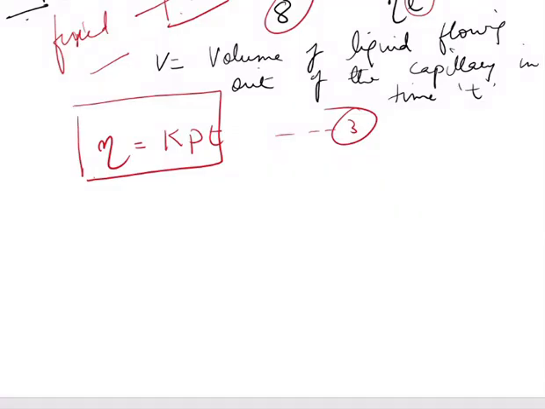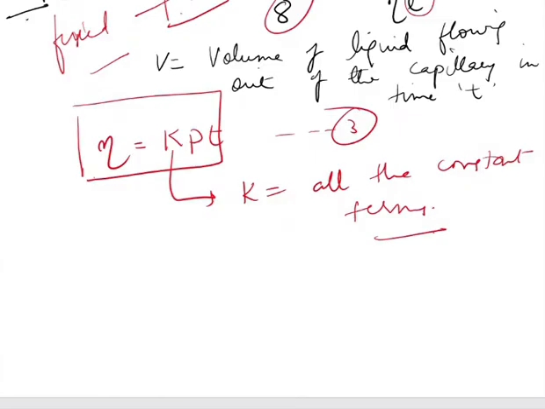So this is equation 3 which you get, and this K will include all the constant terms. It can be a modified equation from the Poiseuille equation, or it can be a reduced equation also. All the constant terms will be included, class. Now this equation 3, which we use in the lab, is basically used for the comparison between the coefficients of viscosities of two liquids when the same capillary tube is used and the volumes made to flow through it are also the same, class.